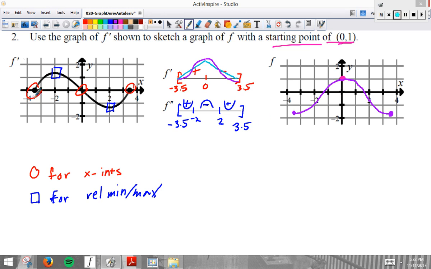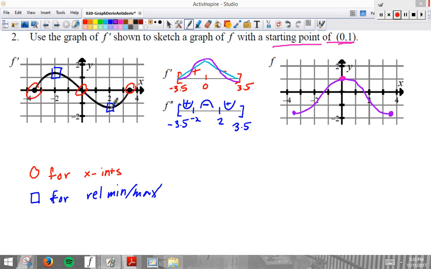F prime is positive from negative 3.5 until 0. F prime is positive, so F is increasing. Check. F prime switches to negative, so F is decreasing. Check. F prime is increasing, so the derivative of F prime is positive, so F double prime is positive. Concave up. F prime is decreasing. The derivative of F prime is negative. F double prime is negative, so we're concave down.